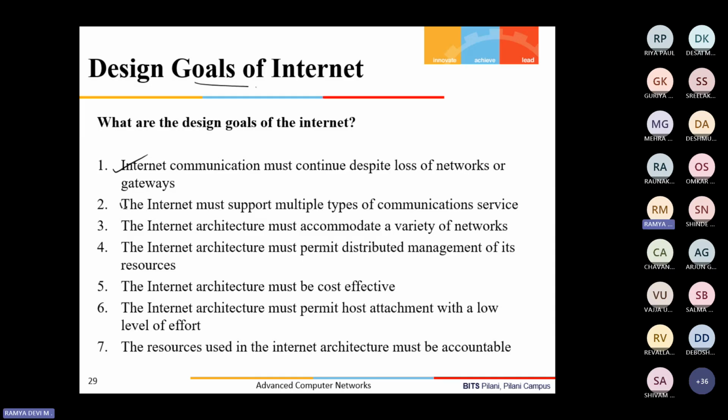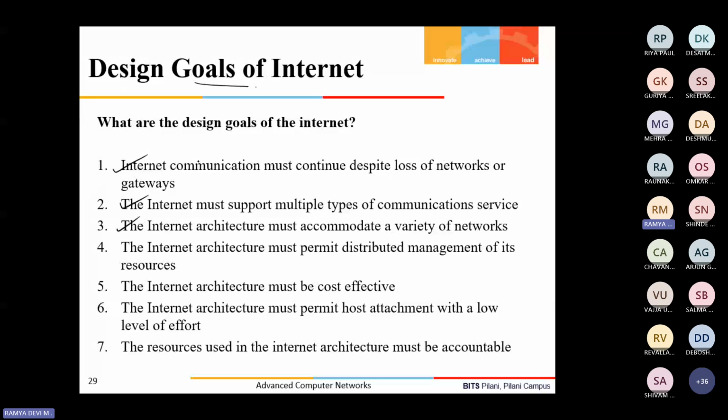The second one is that it should support multiple types of communication services, like reliable service and time-sensitive service. We have discussed this previously in the previous slide, right? The architecture must also adapt to various types of networks. It should adapt to wired networks, wireless networks, and fiber optic networks.